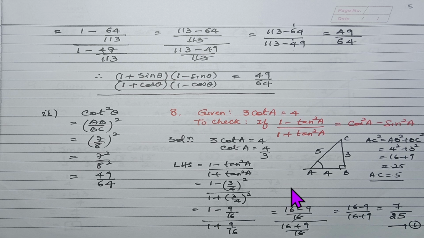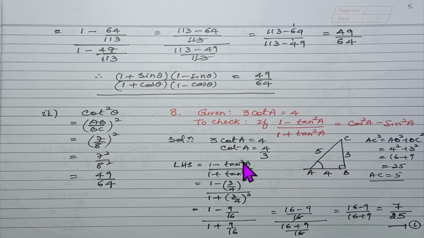Now coming to example number 8, we are given 3 cot A is equal to 4. We have to check if 1 minus tan square A upon 1 plus tan square A is equal to cos square A minus sin square A. So let us understand this. We are given 3 cot A is equal to 4. That means cot A is equal to 4 by 3. So let us take the triangle ABC. Cot A means it will be AB by BC, and therefore it is 4 by 3. Applying Pythagoras theorem, we get AC as 5.